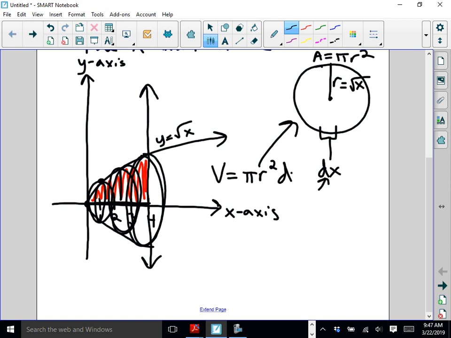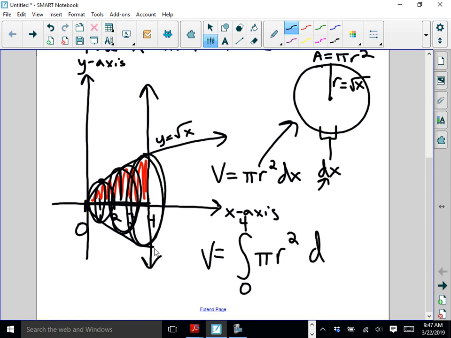So the volume of this whole shape then is going to be the integral from my left point right here, which is 0, to the right end, which is 4, of pi r squared dx.